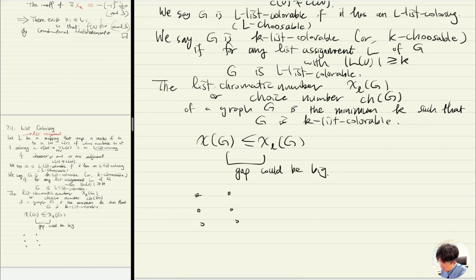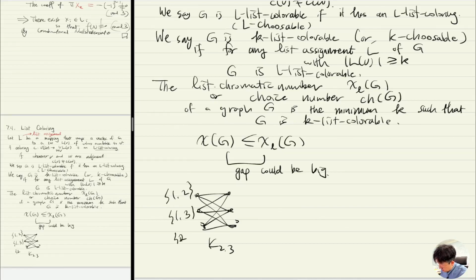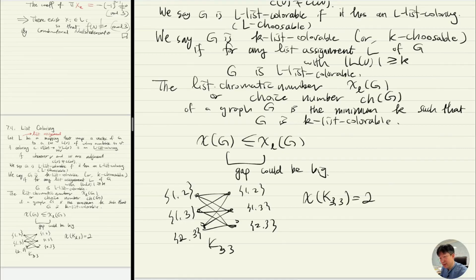So one example is K_{2,3} with lists {1,2}, {1,3}, {2,3} and so on. I give this list for each vertex. And I know that for this graph K_{2,3}, the chromatic number is 2, it's bipartite, so it's 2-colorable. However, the list chromatic number is not 2.